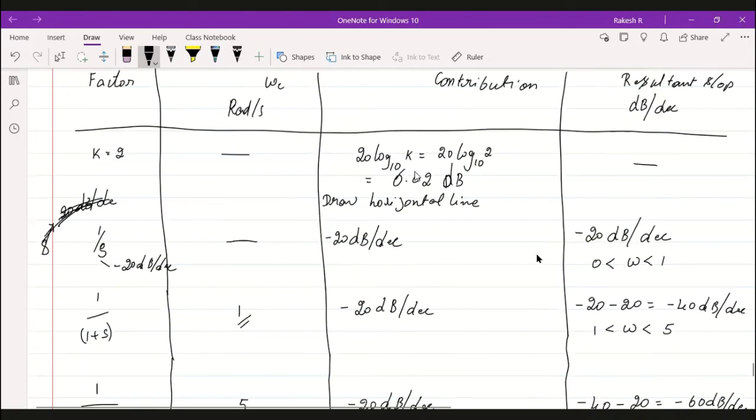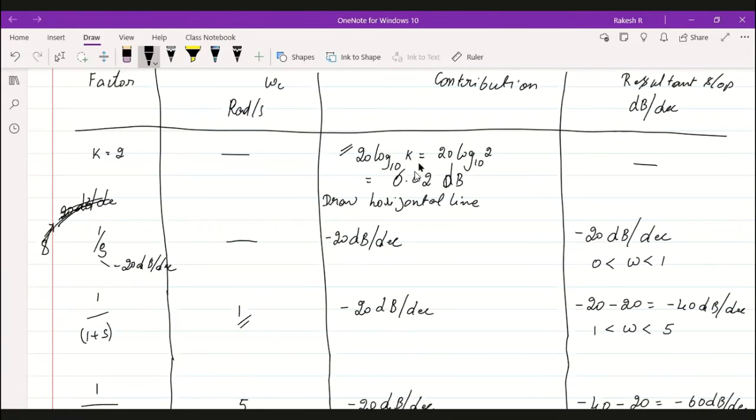Contribution part, yes. See here, the first one is K equals 2, the system gain K. For system gain K, always you need to take 20 log base 10 of K. That is 20 log 2, so 6.02 dB. Just remember this. That is for contribution K. How to draw that one, I'll explain when I go with the graph sheet.